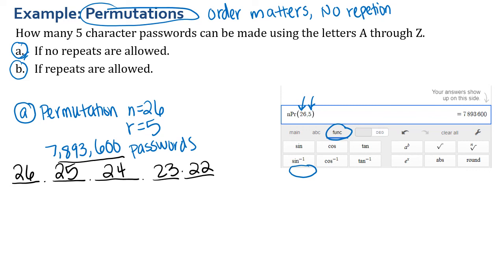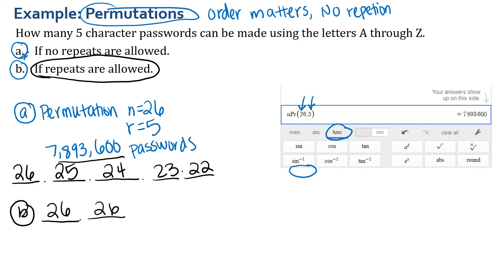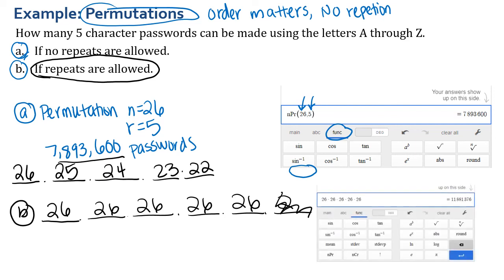Now, if we look at part B, now repetition is allowed. So this is just going to be using that fundamental counting principle. So there's 26 options for the first letter, 26 options for the second letter, 26 options for the third letter, 26 options for the fourth letter, 26 options for the fifth letter. Oh, and that's it. I've done my 5. And you can use Desmos or a calculator to do that as well, and you'll get 11,881,376 different options for a 5-character password.